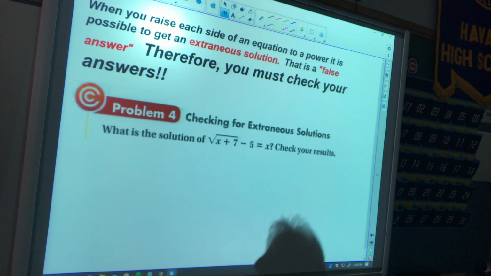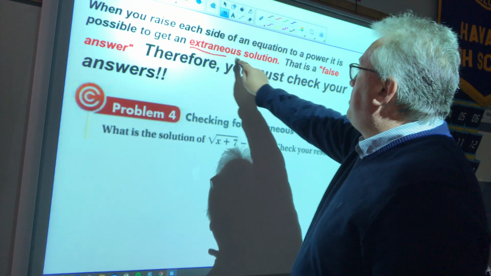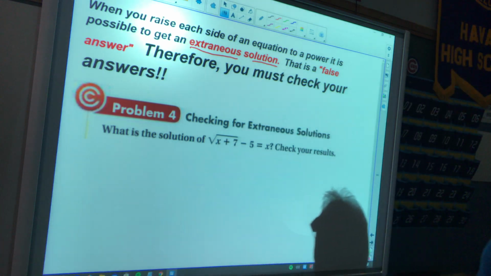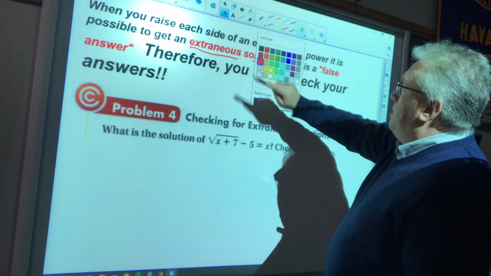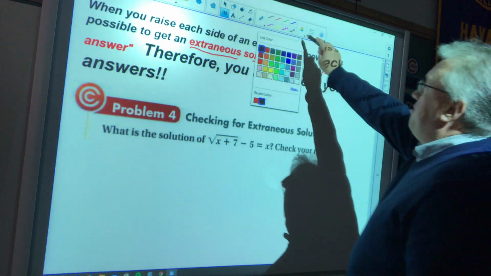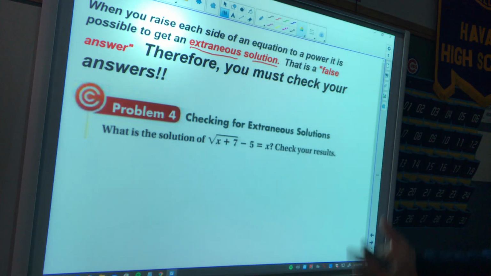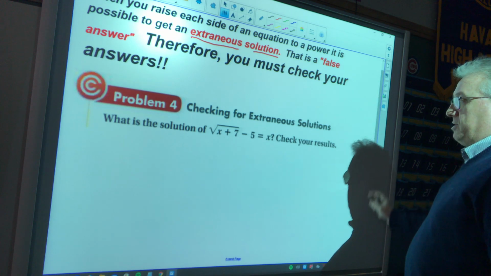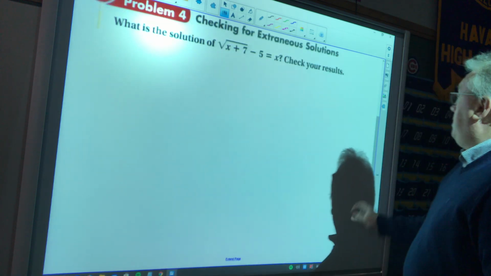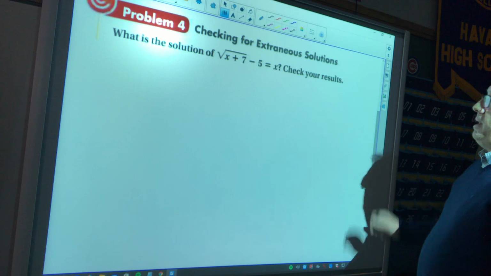All right, now, we've talked about extraneous solutions before, okay? And remember, an extraneous solution is just a false solution. It's a solution that doesn't work when we substitute it back into the original equation. We have to check for that, okay? So let's see what that looks like.